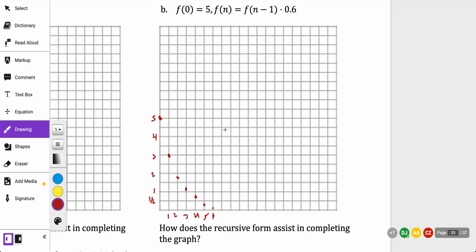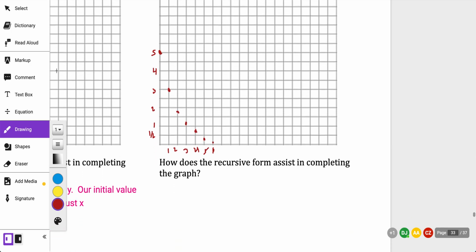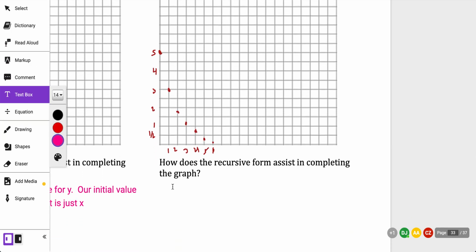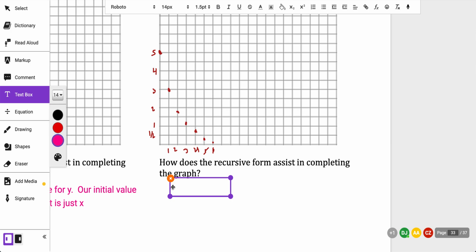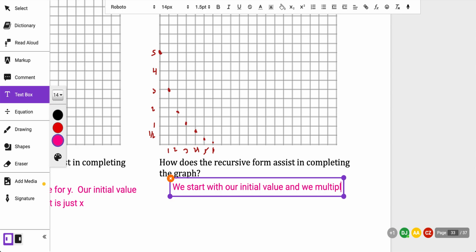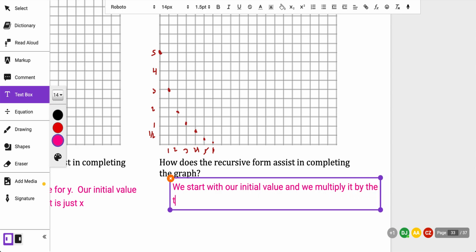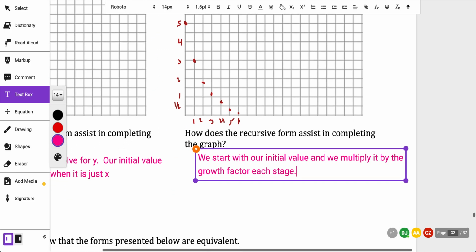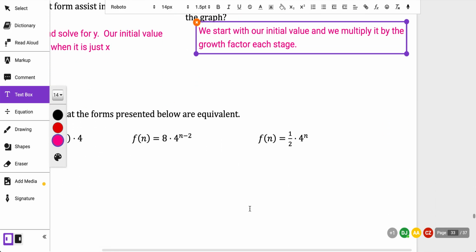Now since it's recursive, it's going to be a discrete graph. And all we're going to do here is, it's recursive, so we start with our initial value and we multiply it by the growth factor each stage, or the common ratio. Okay.